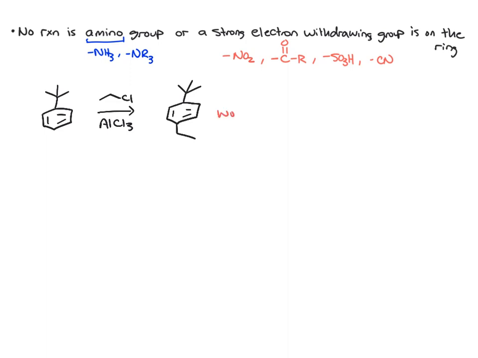And this works well. But if you use an amino group or a strong electron withdrawing group, the reaction doesn't take place. So why is that? Well, the problem with the amino group actually lies in the lone pair. And actually, let me fix a mistake up here. This should have been NH2 and NR2.